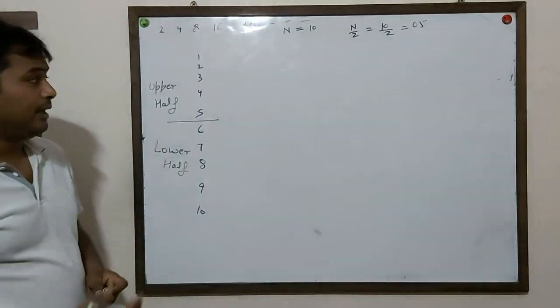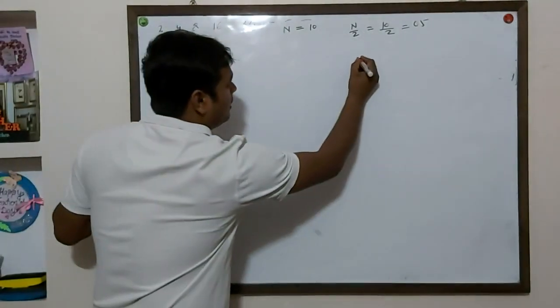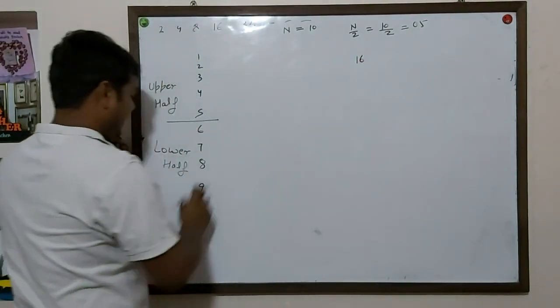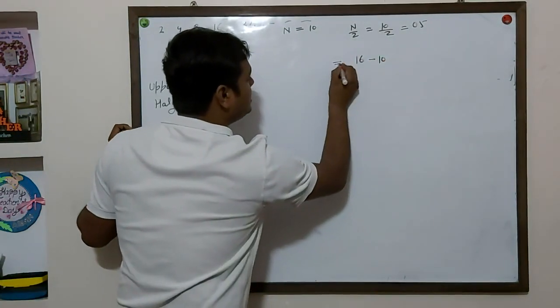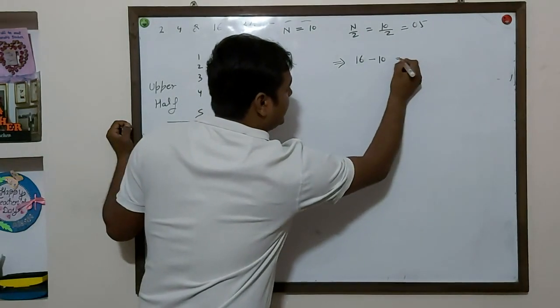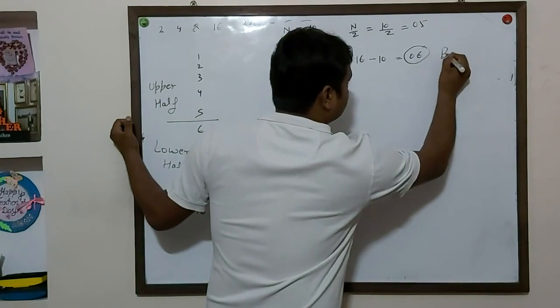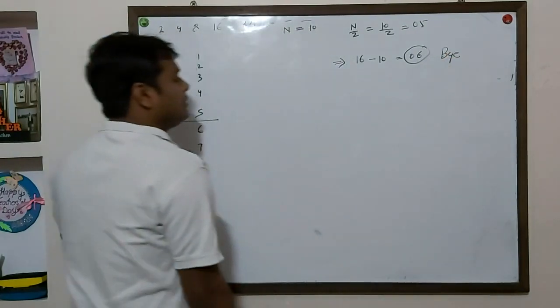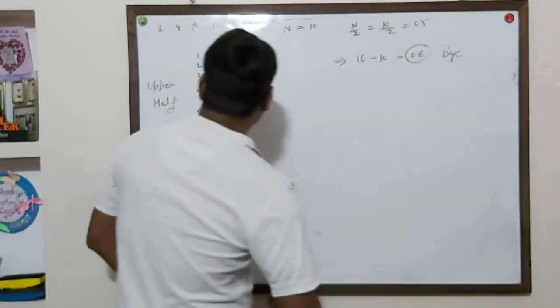And for finding byes we will subtract the total number of teams from the next power of 2. It means we will subtract 10 from 16. So here we will get 6 byes. Now it means we will arrange 6 byes over here.